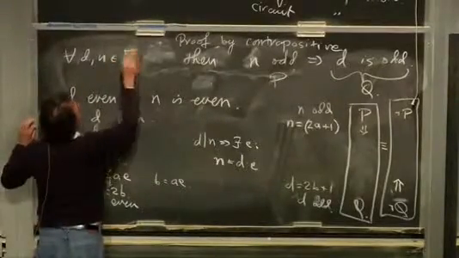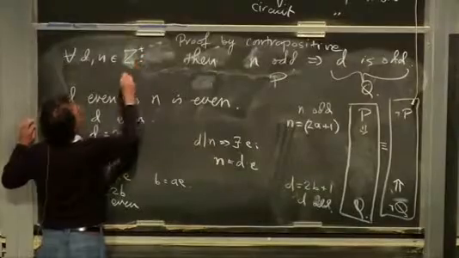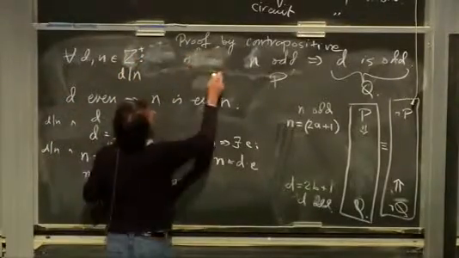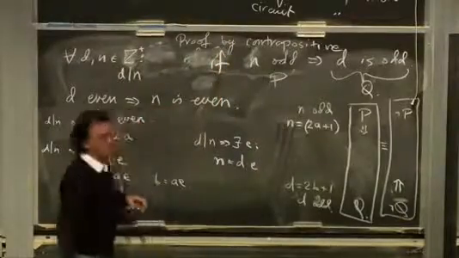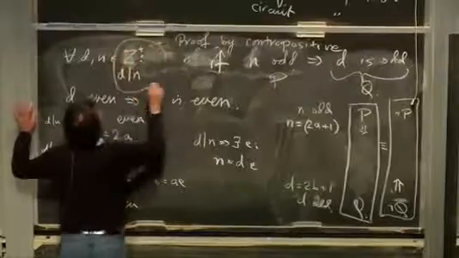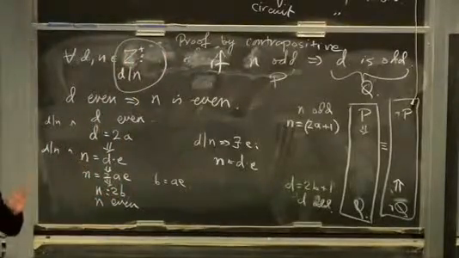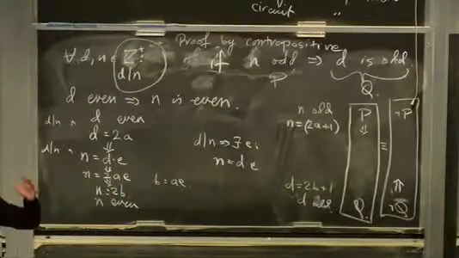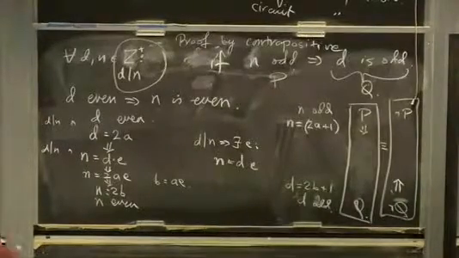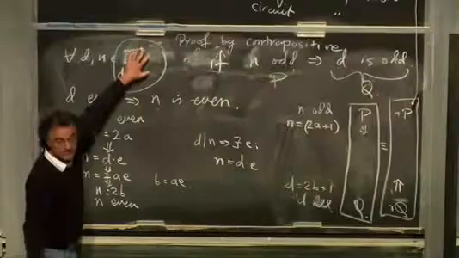Belongs to Z plus such that D divides N. If N is odd, then D is odd. So now this is our universe. This is what we are living inside. These are the numbers we are living inside. This is much clearer. So this is the universe that we are living inside.